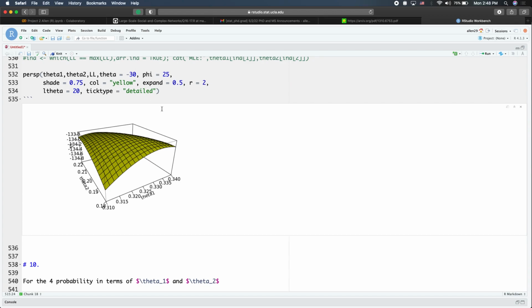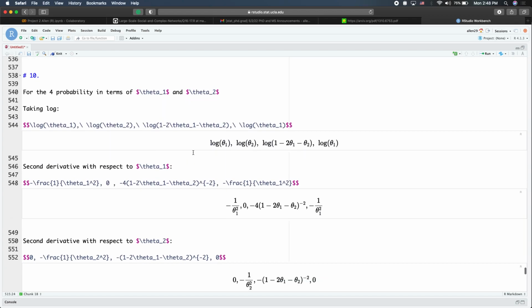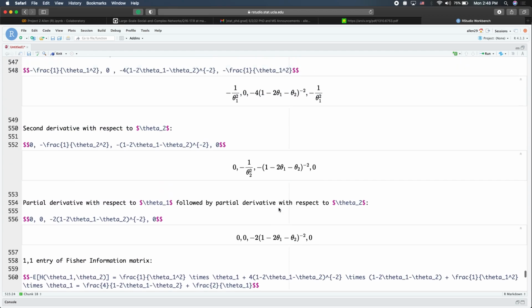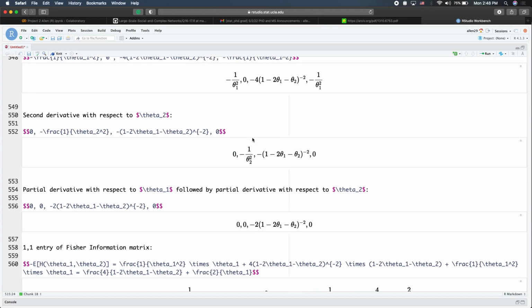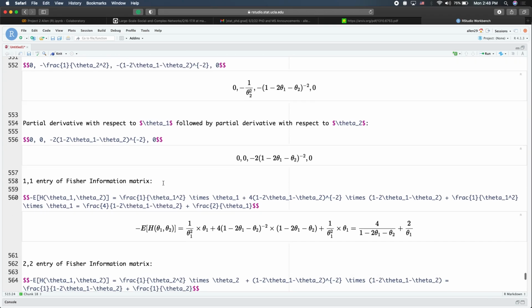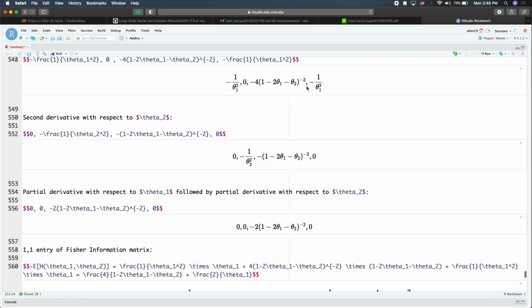Then for the Fisher information, just take the log's second derivative. Because now we're talking about the Fisher information matrix instead of just a single value, we have to take partial derivatives with respect to theta 1 and then theta 2. So this is the second derivative for theta 1, twice the derivative for theta 1 and twice the derivative for theta 2, and then the derivative for theta 1 followed by theta 2. So we have three components here.